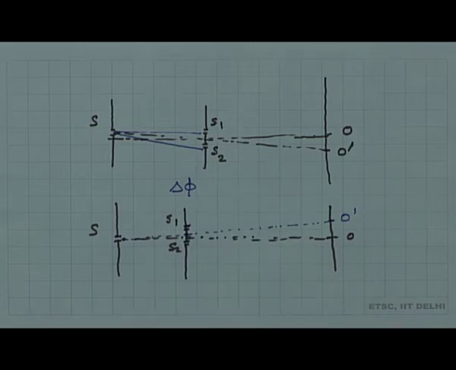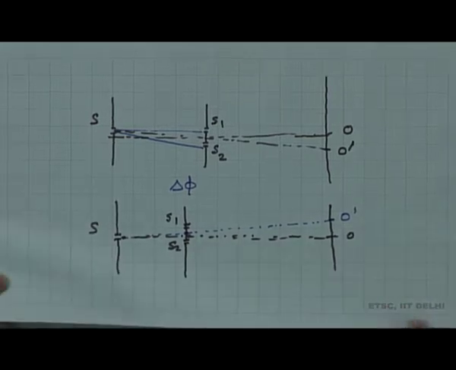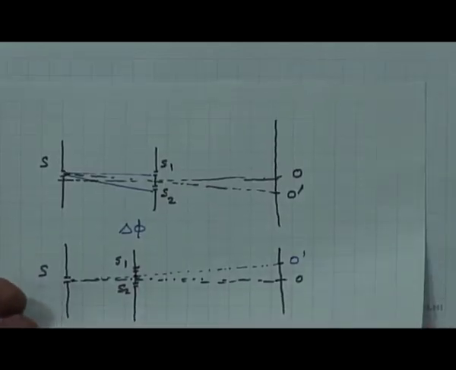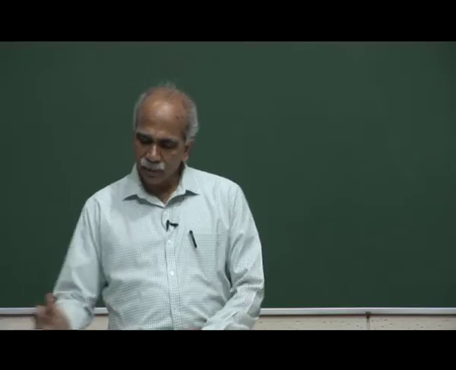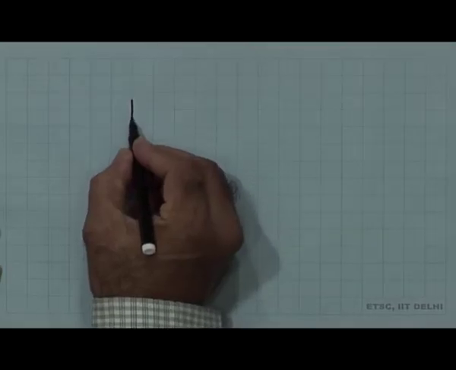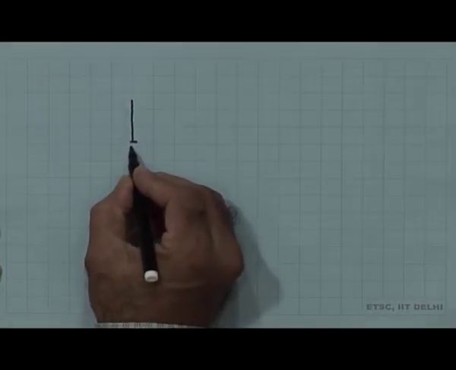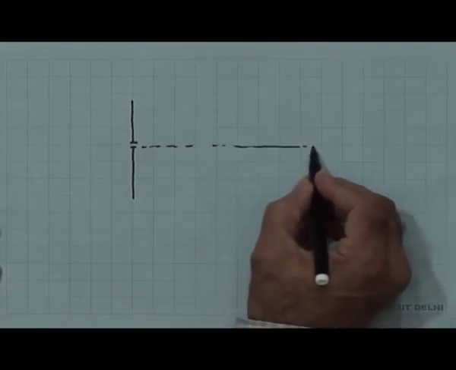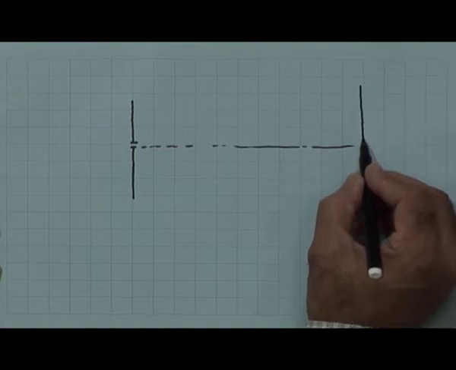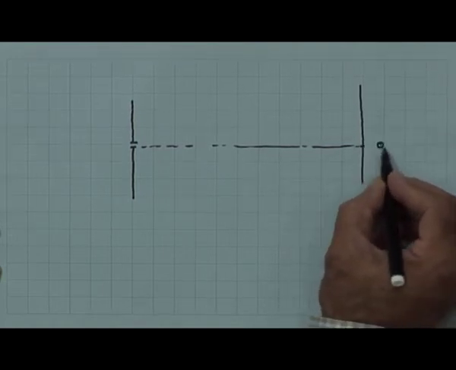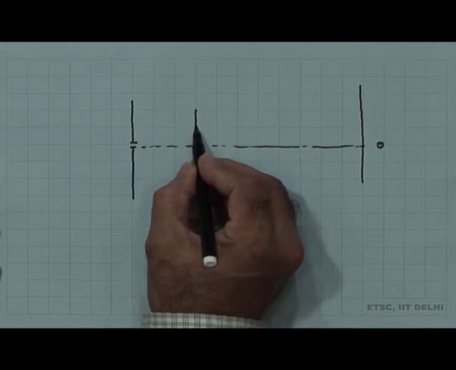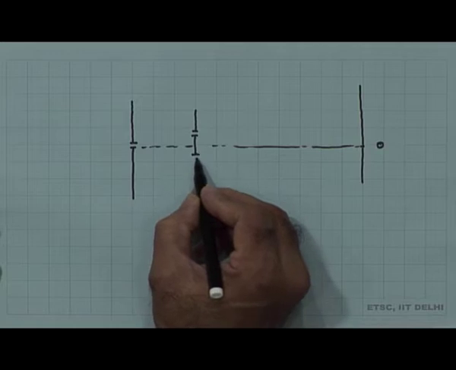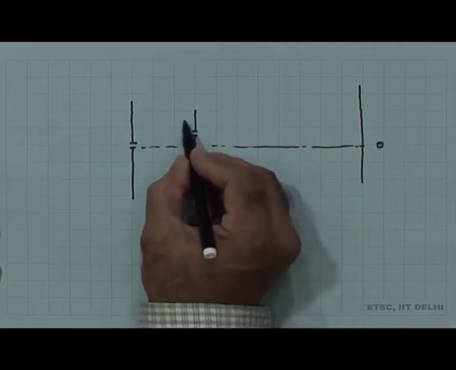Now, there can be other situations where, for example, the setup is completely symmetric, that is, S1 and S2 are symmetrically placed. Let me draw that again. So, here is the source S, and here is the screen, and this is the point O, and the two slits are placed symmetrically with respect to this line. So, S1 and S2.